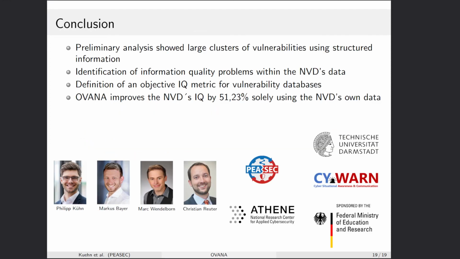This concludes this presentation. In a preliminary analysis, we showed large clusters of vulnerabilities using structured information alone, the CPE, CVE, and CVSS. We identified further information quality problems within the NVD's dataset, some related to the CPE, others related to this unused information in the description. We tackled the definition of an objective information quality metric for vulnerability databases and implemented a tool, OVANA, which improves the information quality of the NVD by over 51% solely using the NVD's data alone. Thanks for your attention, and I'm ready for your questions.